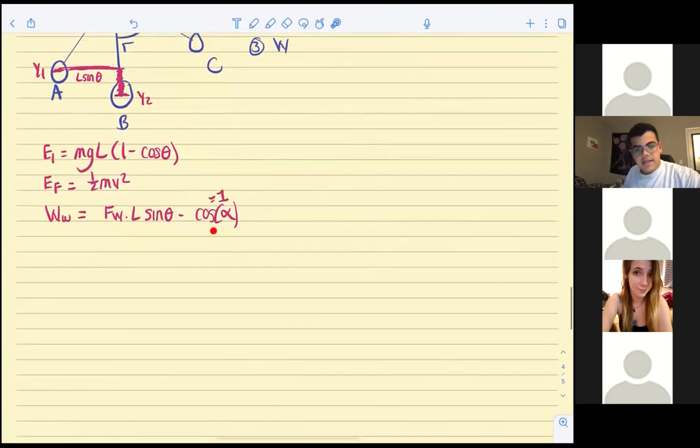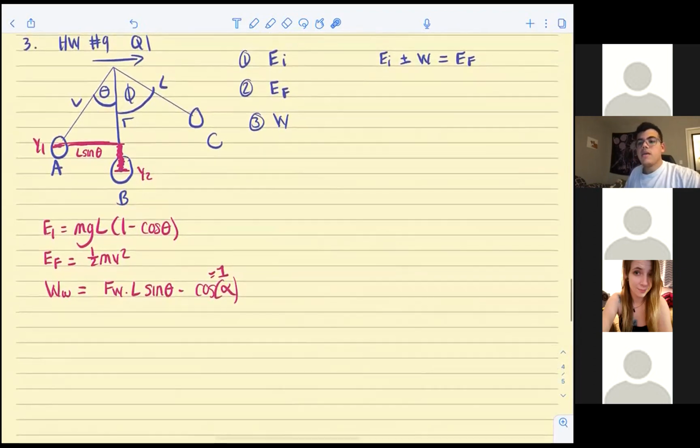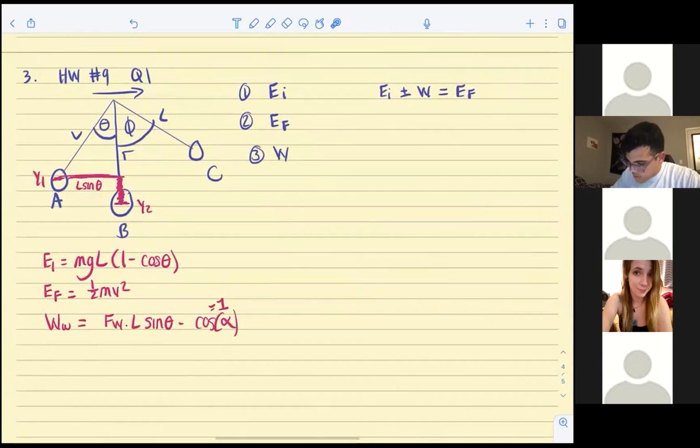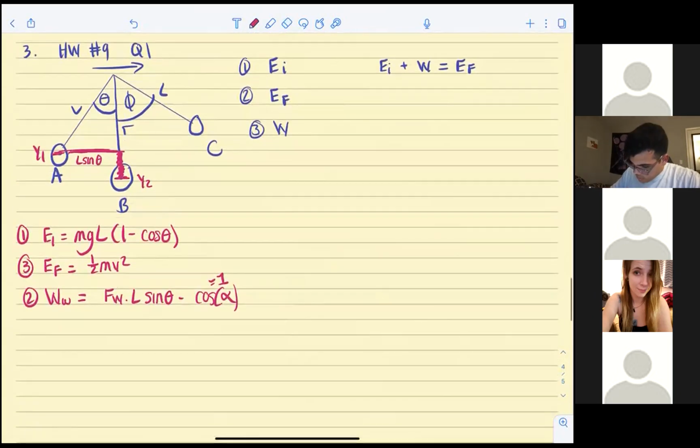So why did I do that? Why did I unnecessarily add the 1? Well, I want to know if the work done by the wind is positive or negative. So mathematically, I can do this, or intuitively, I can say, is the force to the right? Yes. Is the displacement to the right? Yes. So this is plus. Is that okay with everyone? So this is 1. This is 2. And now 3. Oh, wait, we already did 3. So now we just put 1, 2, and 3 together.